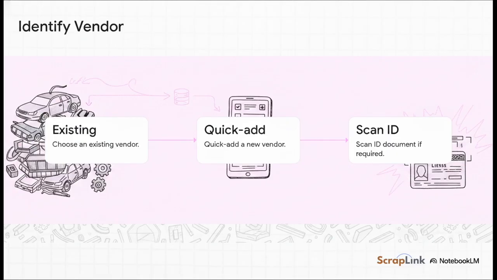The app gives the operator total flexibility right at the gate. They can search for an existing vendor, use a quick add form to create a new one on the fly, or, and this is absolutely crucial for compliance, they can seamlessly scan an ID document if identity verification is required. All of this identity data is structured and captured before a single piece of metal is even weighed.